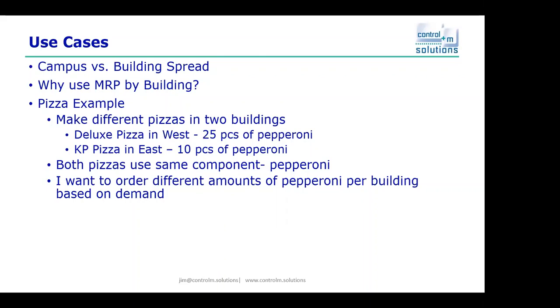Now, the deluxe pizza in the west building is going to use 25 pieces of pepperoni. It's kind of dragon scaled on there, and of course adds a lot of fat to that pizza, but it's a really good pizza. Not to diminish the KP pizza, it's a good pizza as well, but it's got a little lighter pepperoni spread with only 10 pieces of pepperoni. So both pizzas are going to use the same component of pepperoni, but I'm going to want to order different amounts of pepperoni per building based upon the demand that comes through.